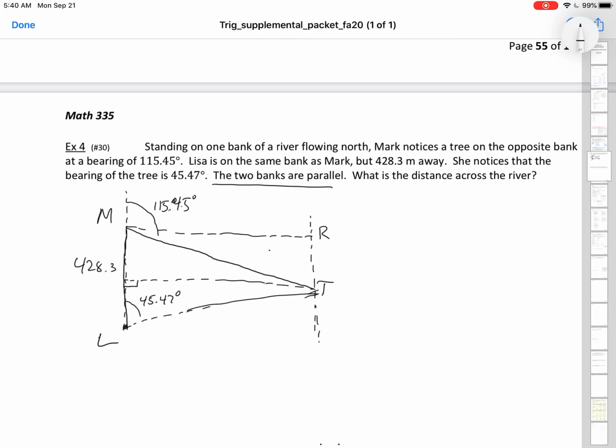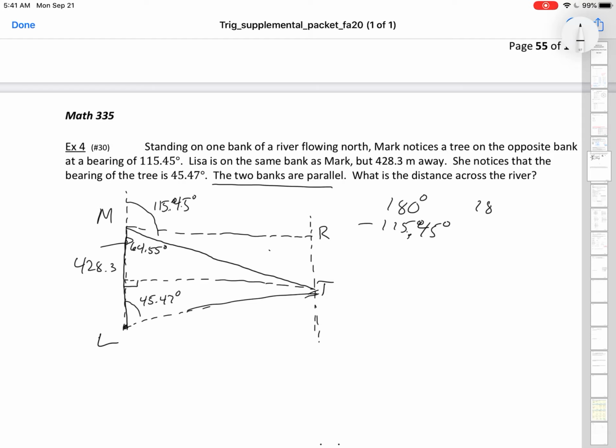So if this is 115 degrees 45 minutes, I have to figure out what this angle is right here. That's going to be 180 degrees minus 115.45 degrees. That'll be faster to do. Sorry, I keep wanting to do minutes and seconds. So 180 minus the 115.45 leaves us 64.55. So this angle right in here is 64.55 degrees, which tells us we can get this other one.